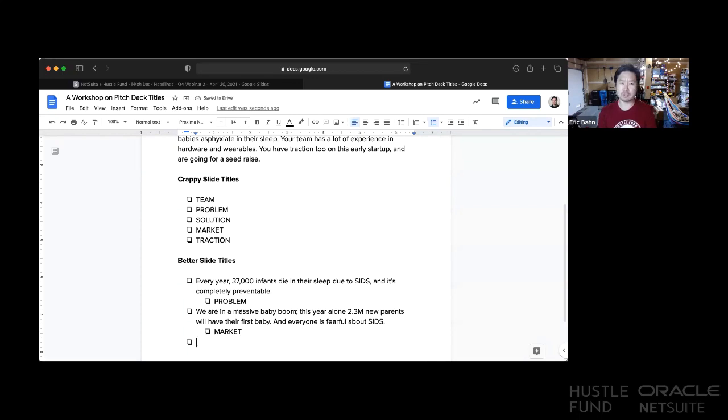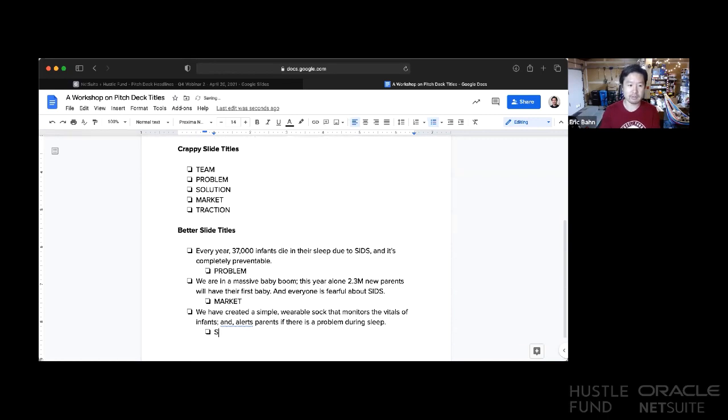Let's go with a solution next, which is: we have created a simple wearable sock that monitors the vitals of infants and alerts parents if there is a problem during sleep. Can't get any more straightforward than that, right? A cute little sock that you put on a cute little foot, and alerts happen. So this is the solution slide.